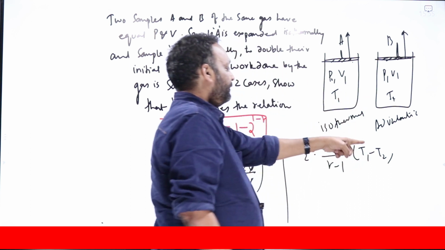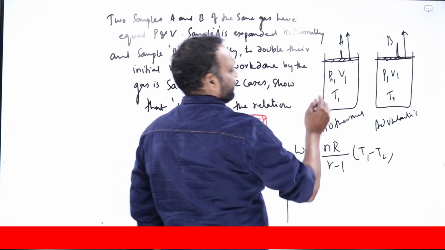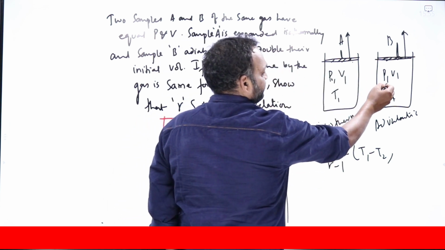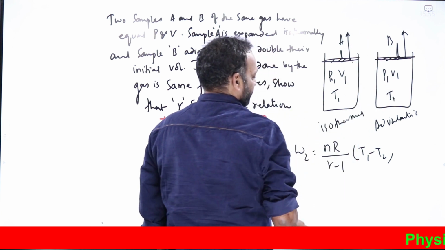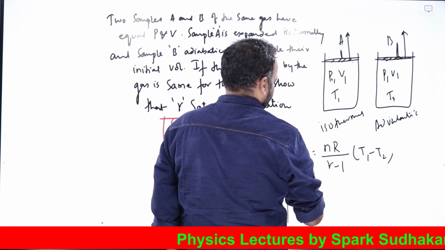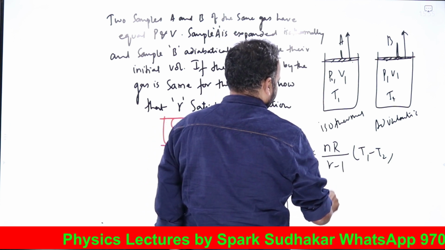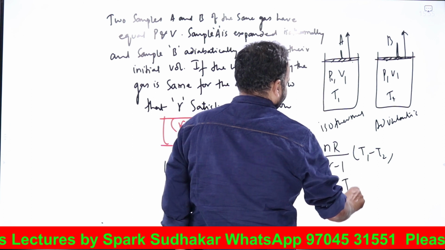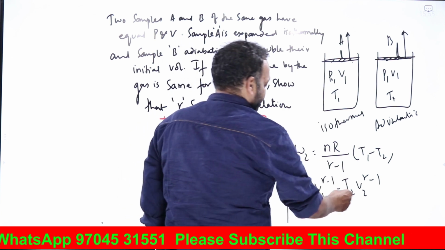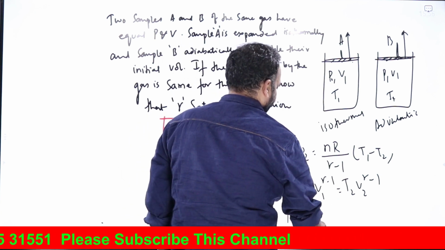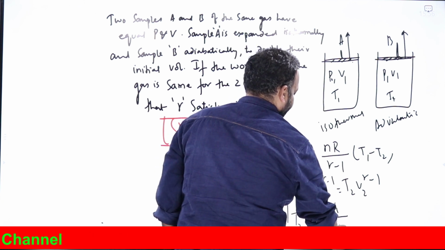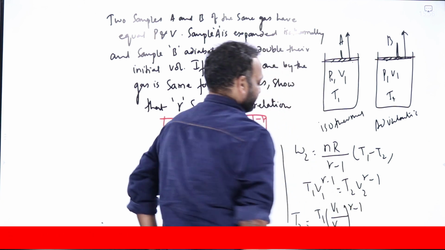Once I get T2, how to get T2 now? This is an adiabatic process. In an adiabatic process, we have the relation, we know the initial volume is V1, means final volume is 2V1. So what is the relation between temperature and volume? Temperature and volume are related as T1 V1 to the power gamma minus 1 equal to T2 V2 to the power gamma minus 1. That is, T2 equal to T1 into V1 by V2 whole to the power gamma minus 1.